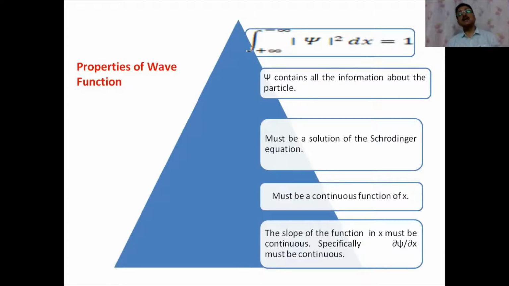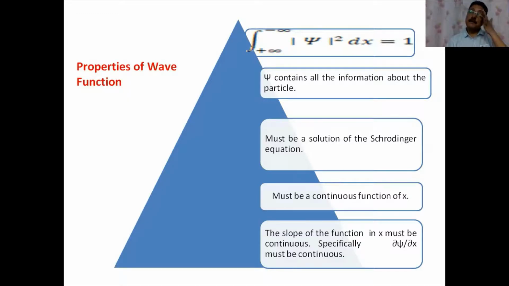And another one, psi should be normalizable. That is, naturally from minus infinity to plus infinity, the particle must be somewhere. And mod psi square is the probability density. So integration over this probability density from minus infinity to plus infinity should result in 1. The result will be 1.